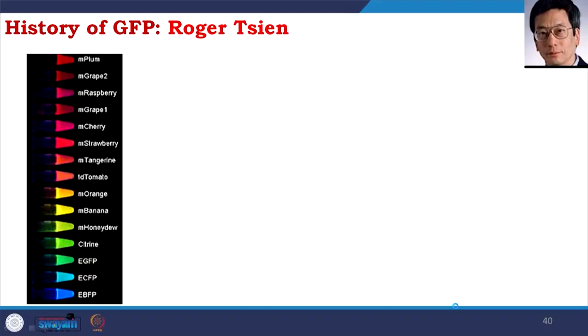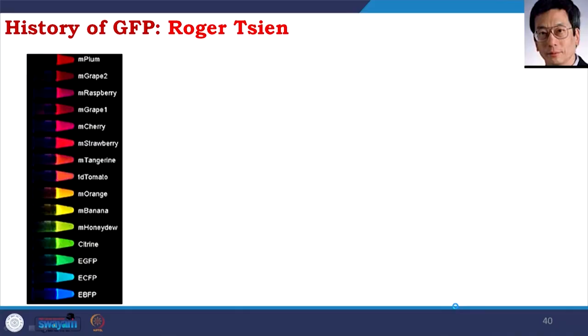So, green fluorescence protein was good, but it was not perfect for biology to use. The person who changed this, who converted the green fluorescence protein to enhanced green fluorescence protein, and then the series of enhanced blue fluorescence protein, enhanced cyan fluorescence protein, enhanced any color you say, enhanced cherry and all. These are the enhanced ones, and the M ones, mHoneydew, mBanana, mOrange, are all monomers.